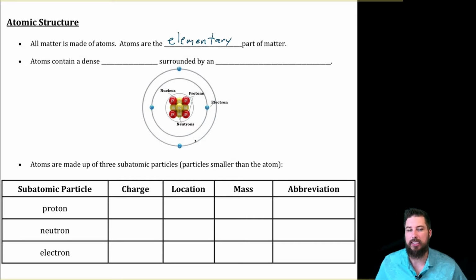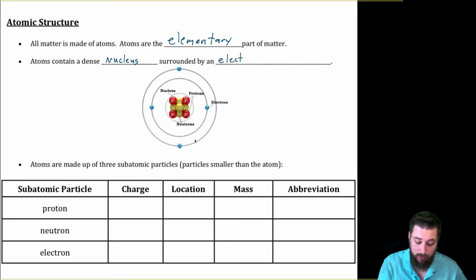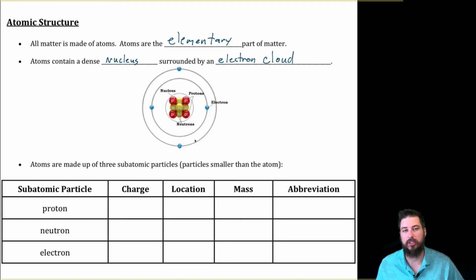Atoms contain a dense nucleus. In fact, almost all of the mass is in the nucleus, and it's surrounded by what is called an electron cloud. If you take a look at the picture on your screen here, you can see that we have this nucleus, right? This is where all the protons and neutrons are. And then around the nucleus, you can see that we have the electrons.